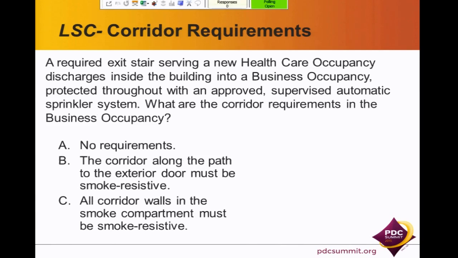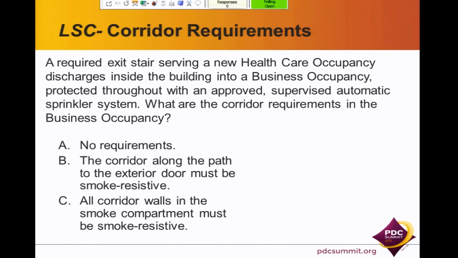Okay, changing topics now. Now we're going over into corridor requirements, and just a brief note, when you see just life safety code at the top, that LSC, that applies to both 2000 and 2012, so we're not trying to trick anyone with any additions there. All right, here's a long one. Ready? A required exit stair serving a new healthcare occupancy discharges inside the building into a business occupancy, which is protected throughout with an approved, supervised automatic sprinkler system. What are the corridor requirements in the business occupancy?